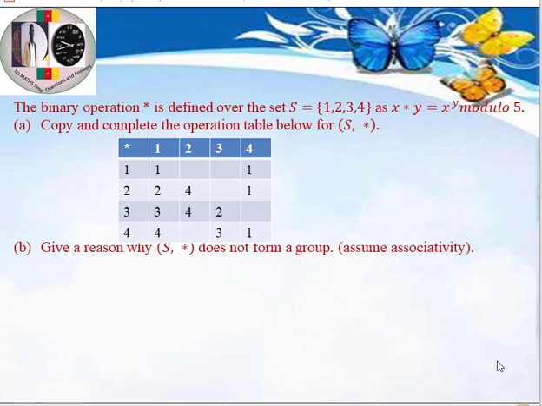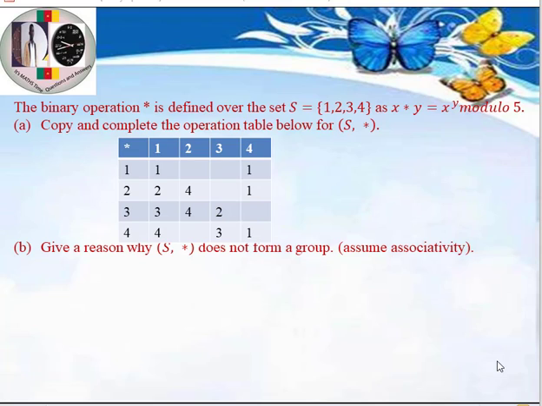This question says that the binary operation star is defined over the set S equals {1, 2, 3, 4} as x star y equals x power y modulo 5. We should copy and complete the operation table below for S star. And B says that we should give a reason why S star does not form a group. We should assume this operation is associative.